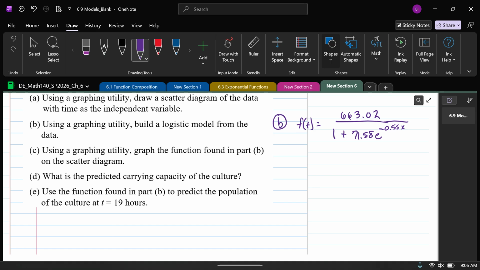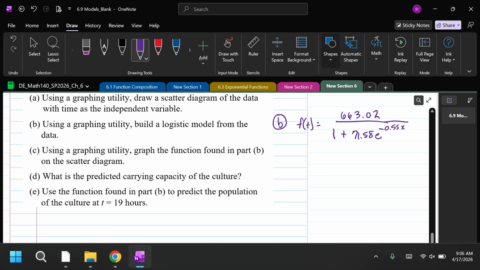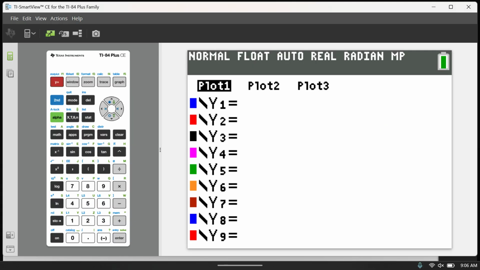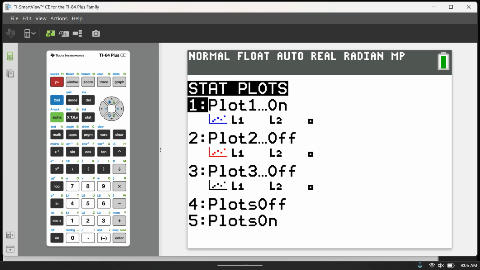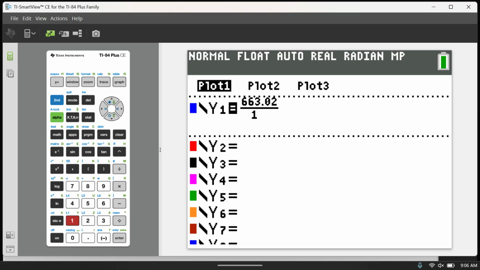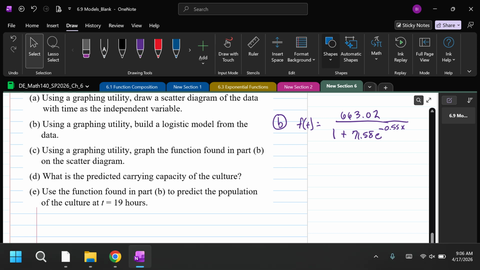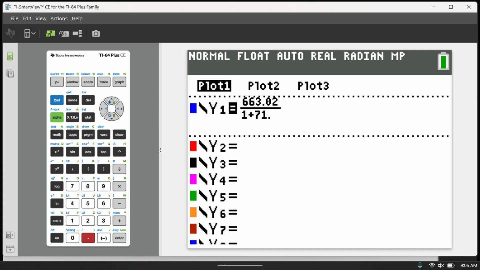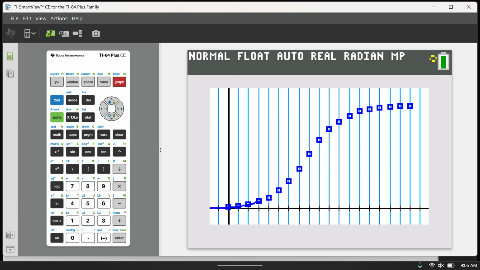And C part says graph that onto the scatter plot. So 663.02, I'm going to use the big fraction button, over 1 plus 71.58, second natural log to get the e, negative 0.55 x. You should see that getting fairly close to all of those, if not going through all of those.